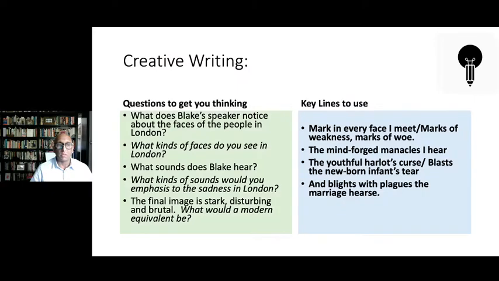When I want you to write a piece of creative writing, I want you to think about some of the lines from the poem you could use. But here are some questions I want you to think about. What does Blake's speaker notice about the faces of people in London? What kind of faces do you see in London? What sounds does Blake hear? What kind of sounds would you hear? What would a modern equivalent of that final imagery be? These are just questions to get you started.